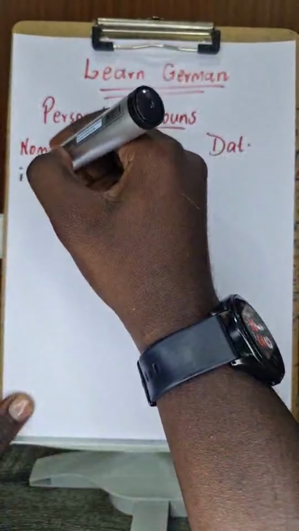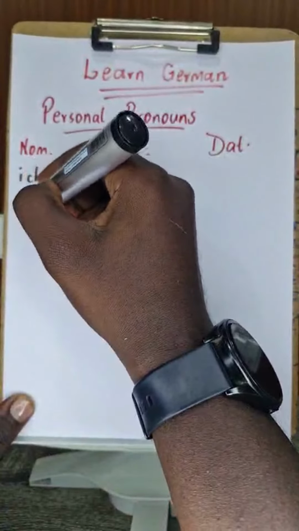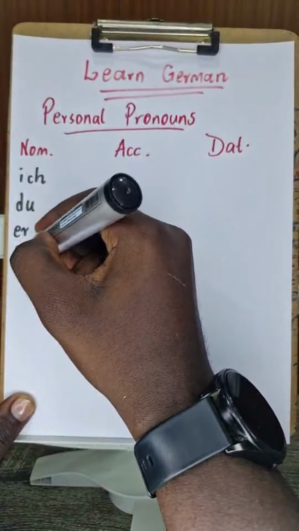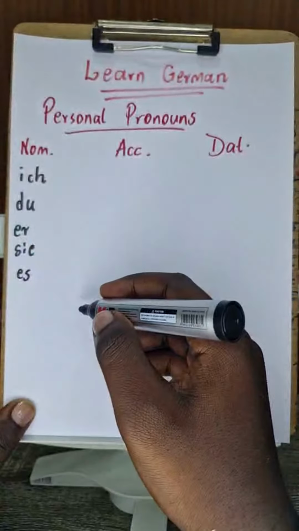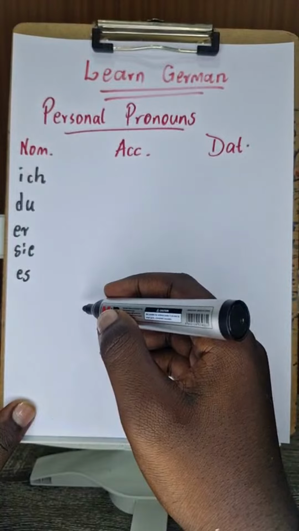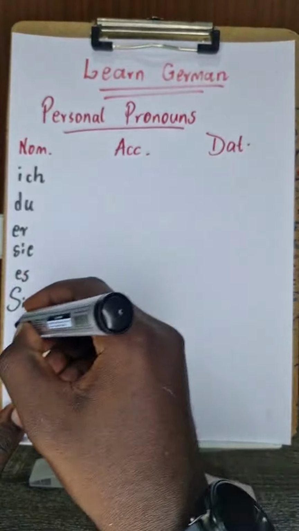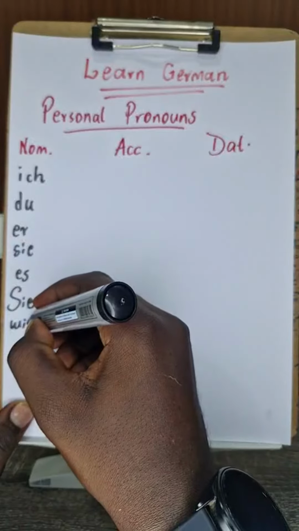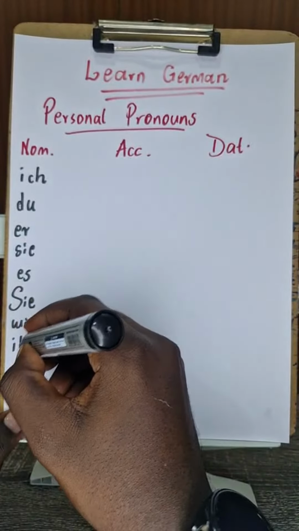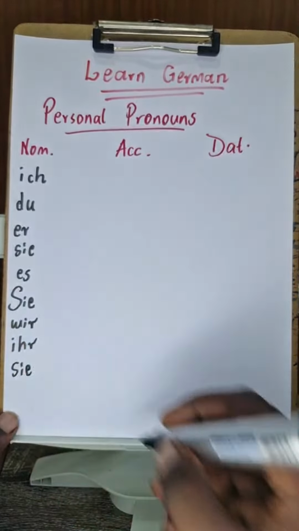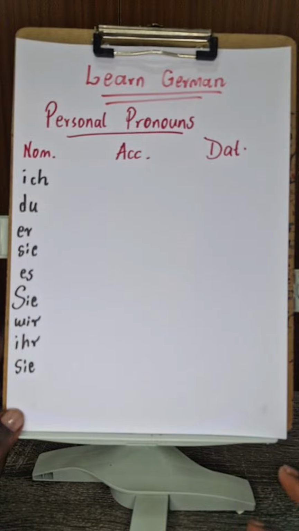There is ich, du, and then you have the er, sie, and es. All right. So ich, du, er, sie, es. Then there's this other sie. We have wir. And then there's ihr. And then the last sie. So these are the personal pronouns that we're talking about.